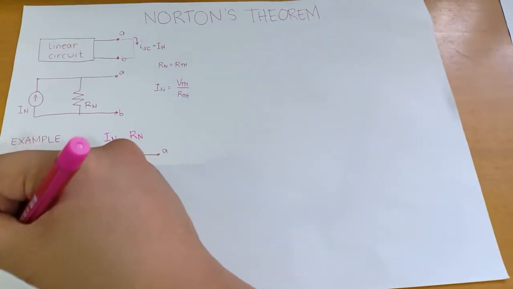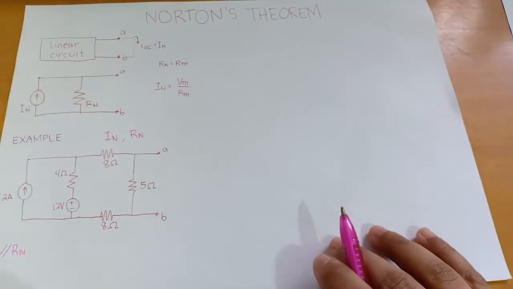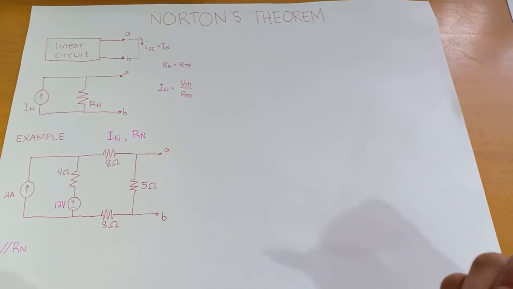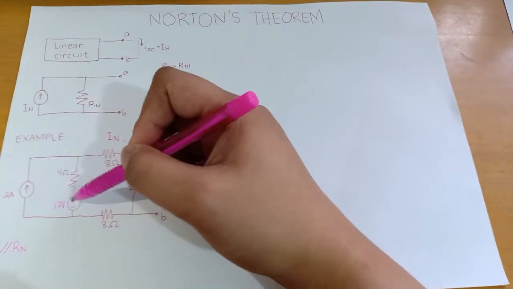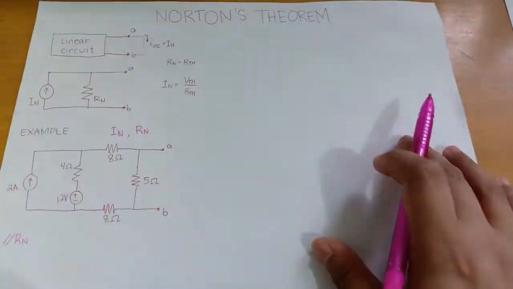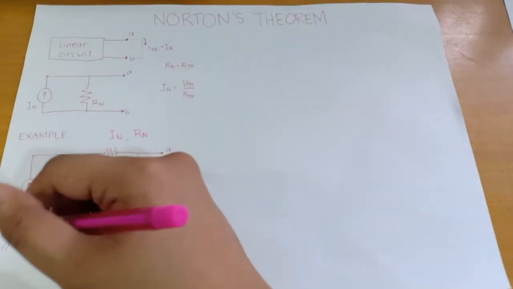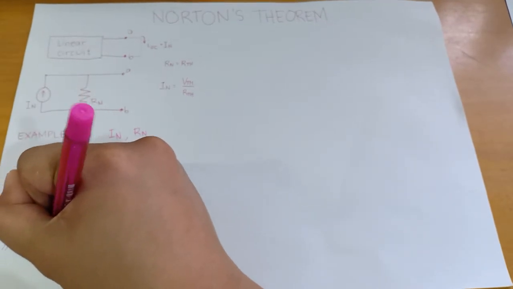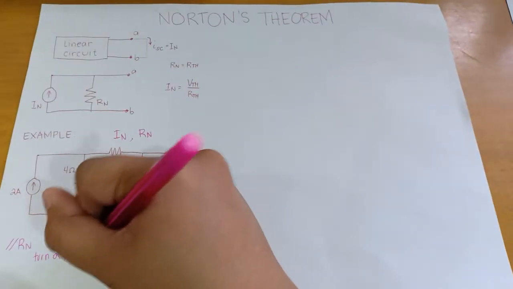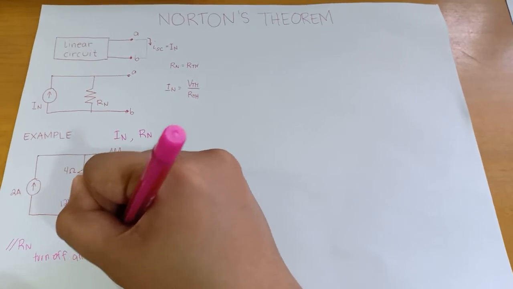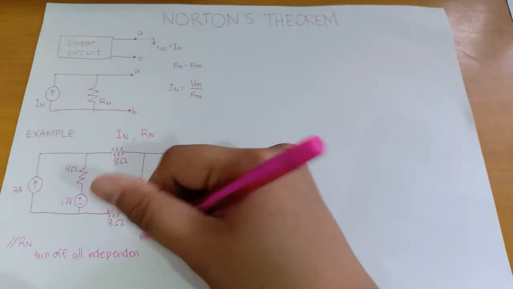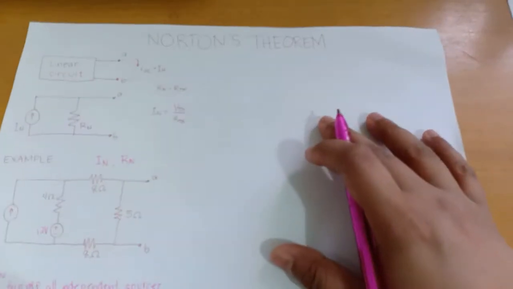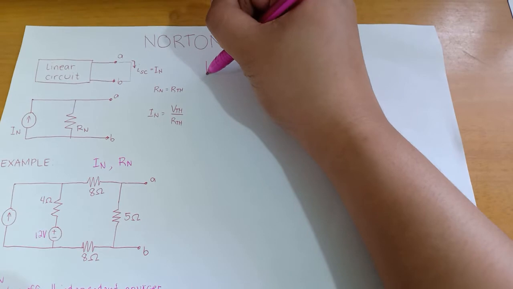So, dun muna tayo kay R sub n. Yung paraan ng pagsosolve ng R sub n is the same as getting RTH. So, what we do is turn off all the independent sources. So, kung papatayin natin, turn off all independent sources. Yan. So, i-redraw natin yan.